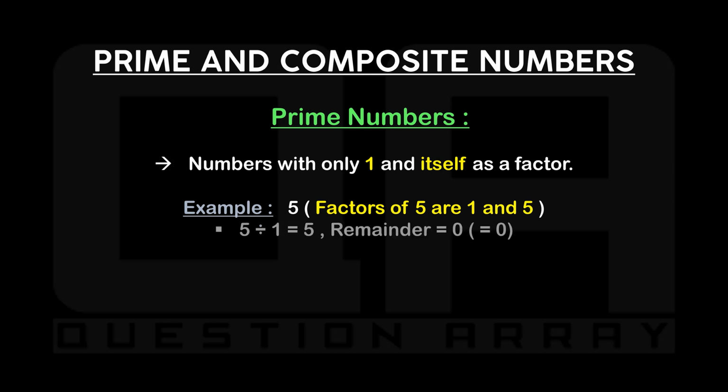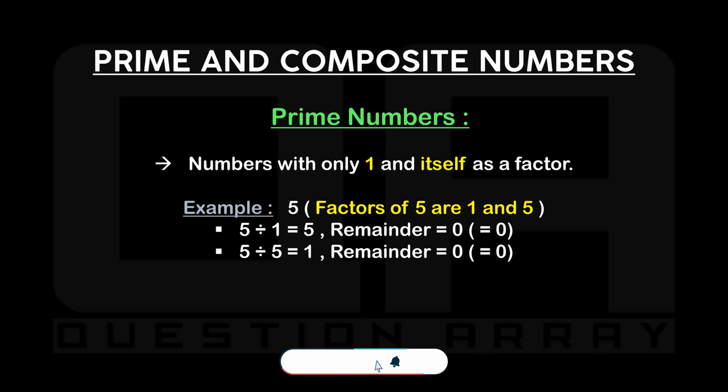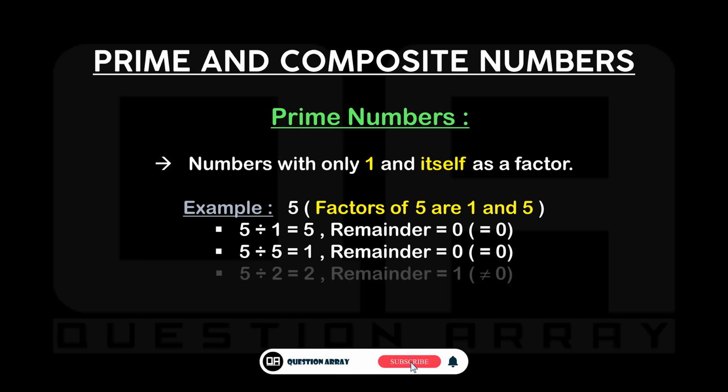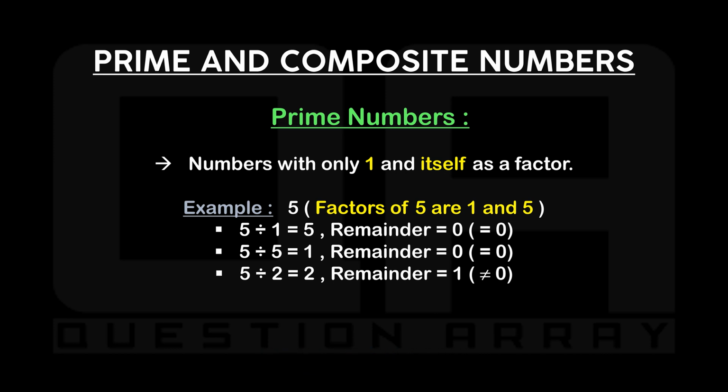What do I mean with that? If you divide 5 with 1, you will get the answer as 5 and your remainder is 0, right? If you divide 5 with 5 itself, you get the answer as 1 and your remainder is 0. But for example, if you divide 5 with 2, you will get your answer as 2 but the remainder is 1. So 2 is not a factor of 5. Therefore, we have seen that 5 has only two factors, that is 1 and itself, and hence 5 is an example of a prime number.